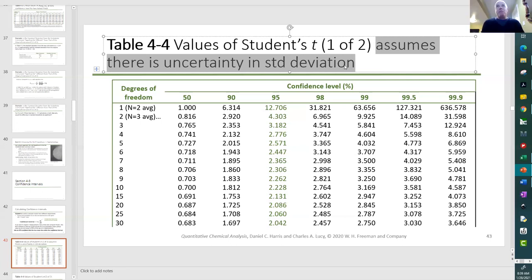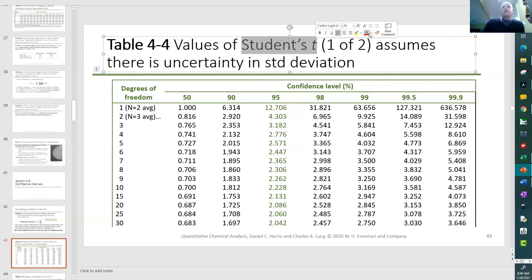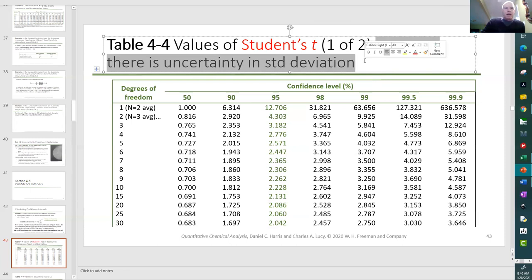So what I'm trying to do here is wrap up a few ideas about the confidence interval. The confidence interval normally uses a value called student's T, right? Now, Student was a guy named William Gosset who worked for the Guinness Brewery. That part you're never going to forget. The next part, which is the important part, you're going to forget almost the instant I stop talking about it: student's T assumes that there is uncertainty in the standard deviation. Therefore, it's larger than Z.